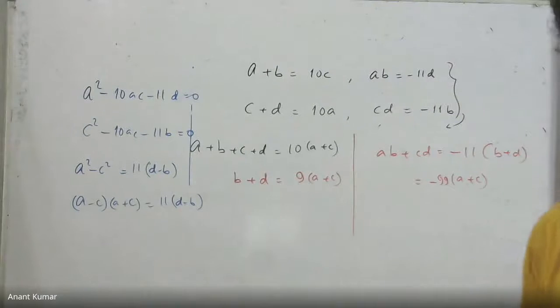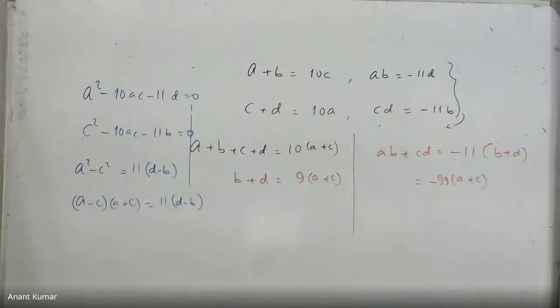I'm trying this one. If I somehow can figure out A plus C into B plus D, then we may get the required result over there. Why don't we just multiply A plus B into C plus D? In that case, we end up getting 100 AC. Let's expand it.